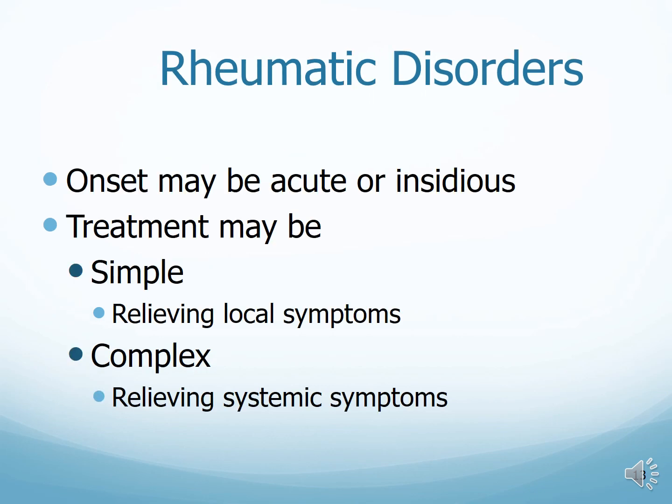So with rheumatic disorders, the onset may be acute or it may be insidious. Treatment may be very simple, such as relieving localized symptoms, or it can be more complex. And this is when the disorder becomes more systemic.